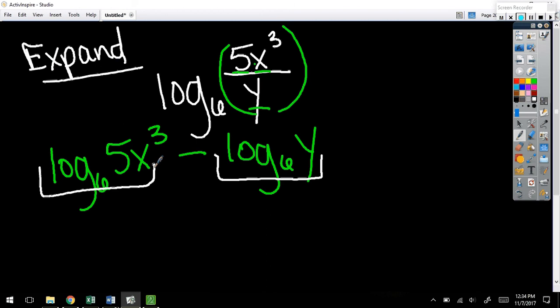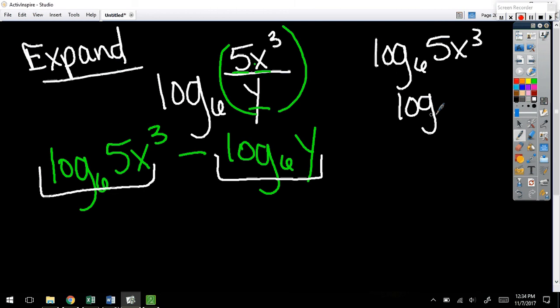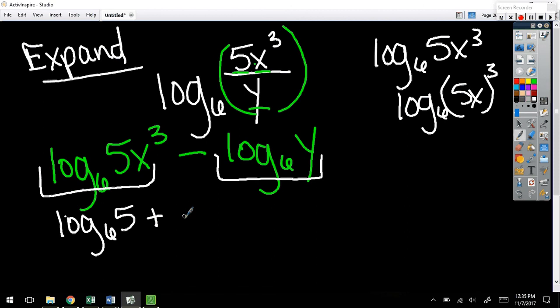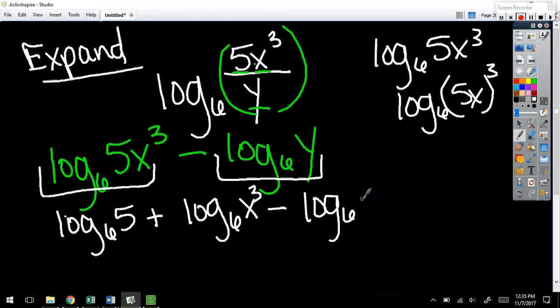All right, a lot of you are saying the 3, but here's the difference. Understand that this and this are different. Do you see why? I need to break apart the multiplication first, because if I pull the 3 around front here, it's going to go to the 5 also, but it can't go to the 5. So I need to split that up first. Exactly, add. So I got log 6 of 5 plus log 6 of x cubed minus log 6 of y.